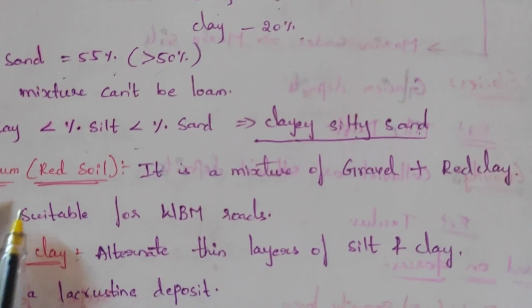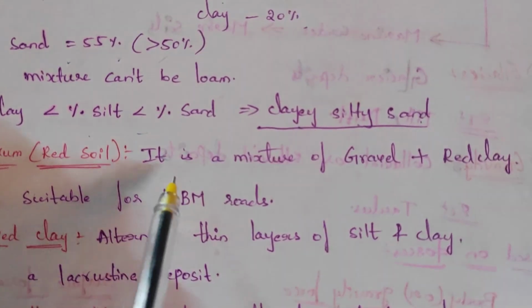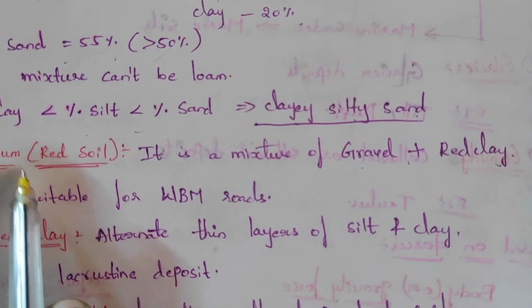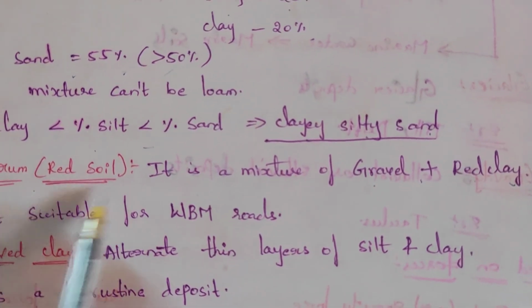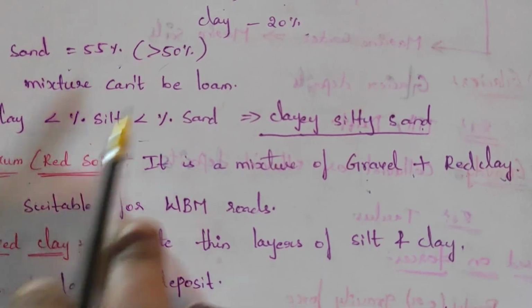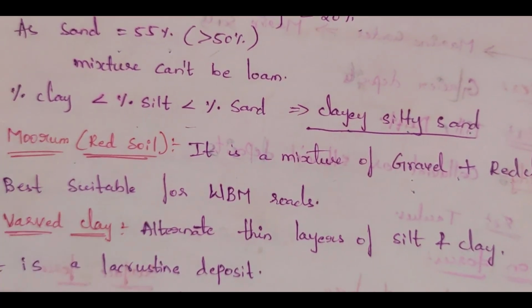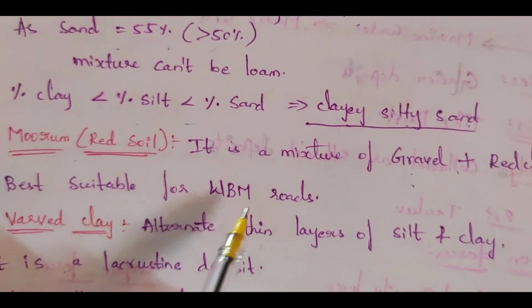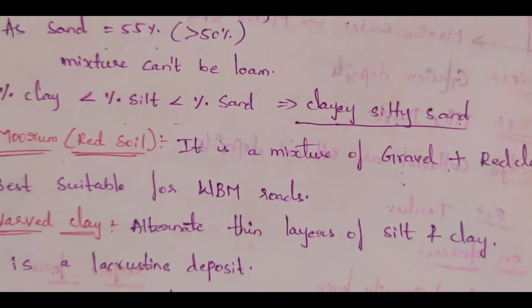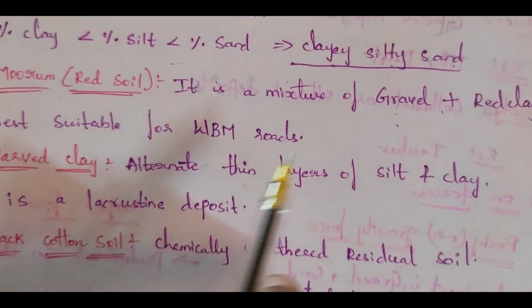Next one is moram or red soil. Red soil means it is a mixture of gravel and red clay. This red soil is best suitable for WBM roads, that is water bound macadam. This is a traditional way, the cost effective way.